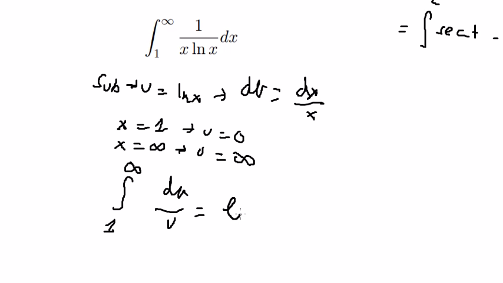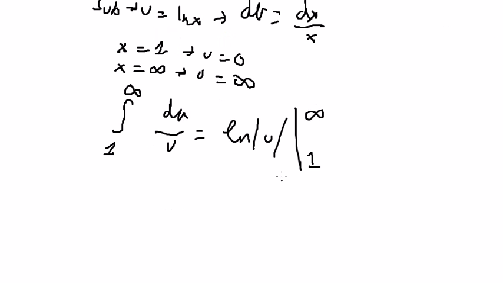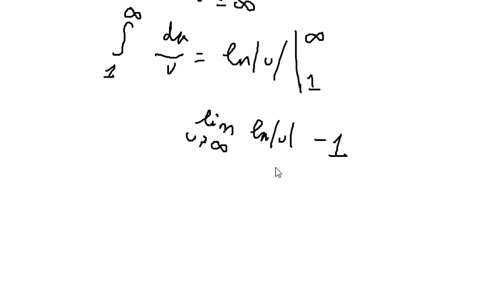So you got about ln of the absolute value of u. This one we got about limit, and u will go to positive infinity, ln of u. This one you got minus number 1. We can see that this one they go to the positive infinity, so we can say that's about divergence.